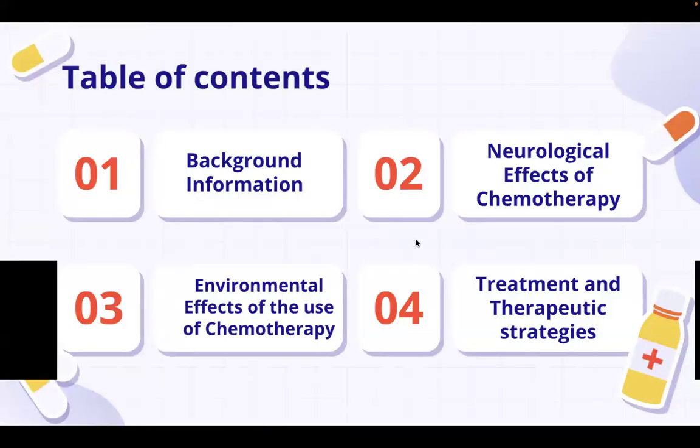So, just a little overview of what we're going to go over in this presentation. We're going to give you guys some background information on the topic and then discuss the specific neurological effects of chemotherapy, and then the environmental effects of the treatments, as well as possible future treatment and therapeutic strategies for prevention of the neurotoxicity.